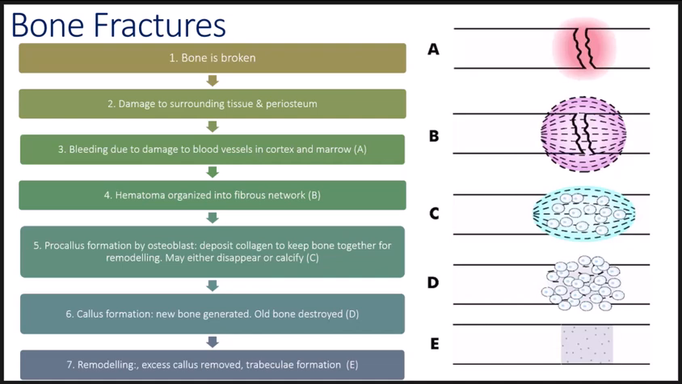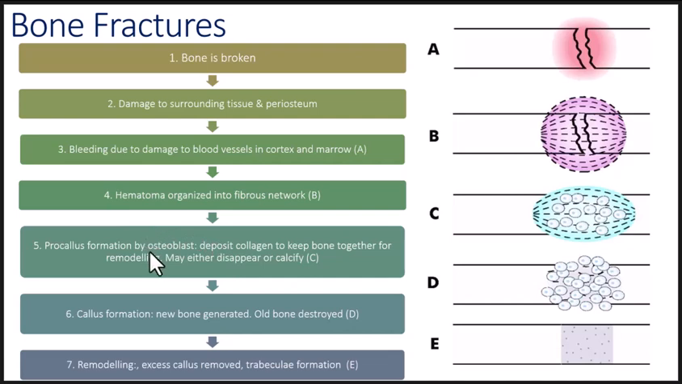So just to rephrase that, bleeding can occur from both the cortex or the outer part of the bone as well as the medullary area. Next up, a clot called a hematoma will form. It'll form into this fibrous network that really works to prevent further blood loss. Now, some tissue death does occur, and this is going to lead to a very strong inflammatory response. And the goal will be to clean up the area.